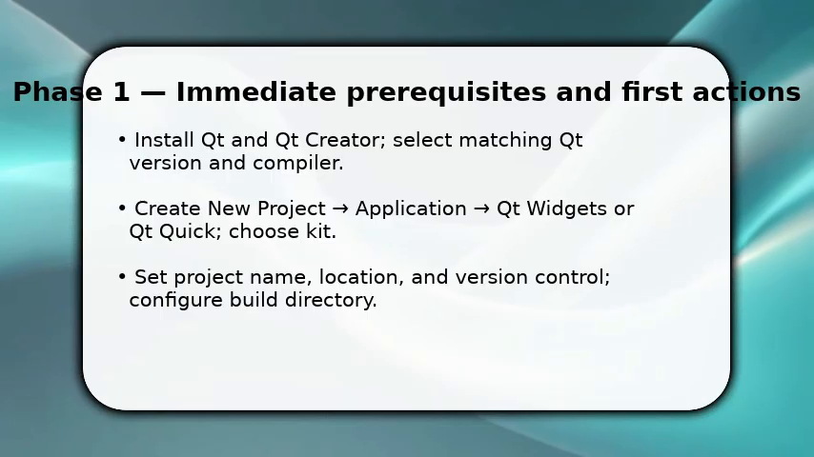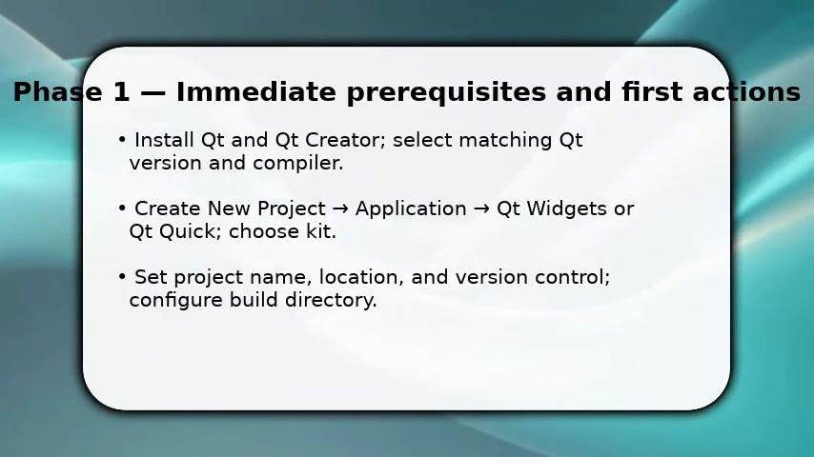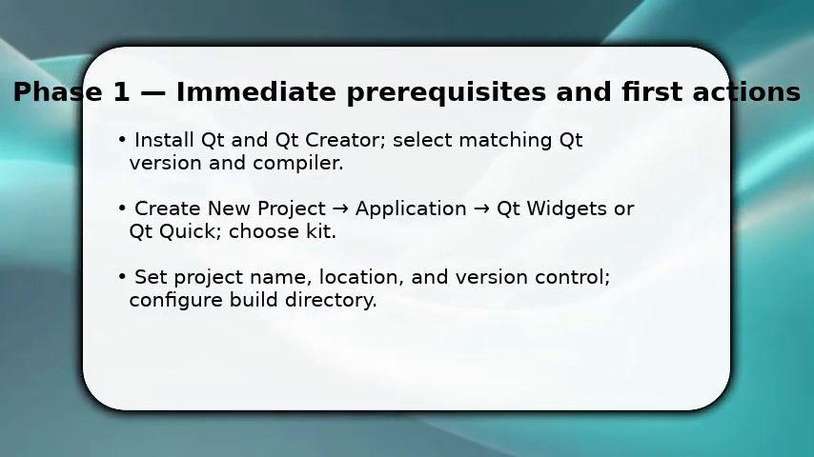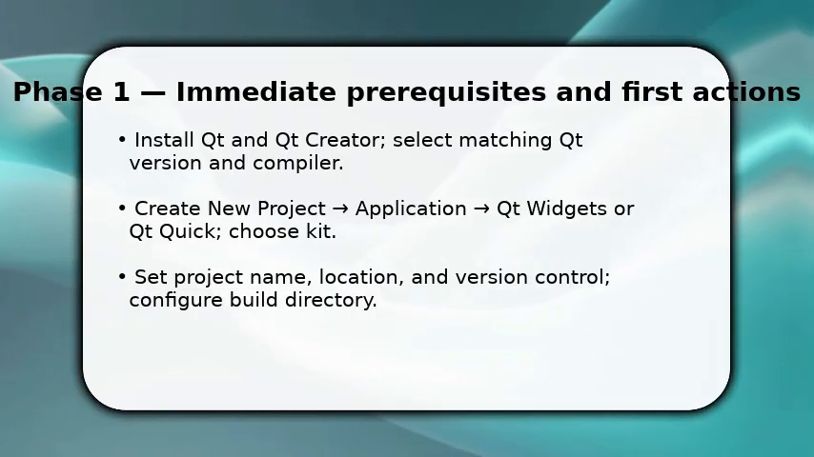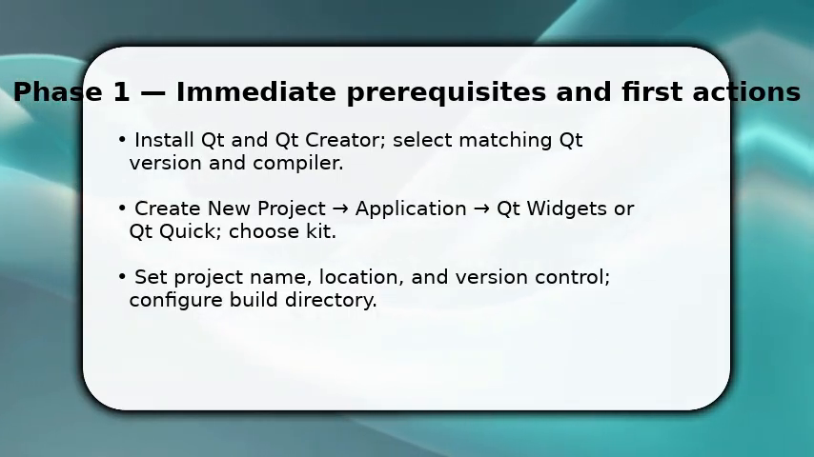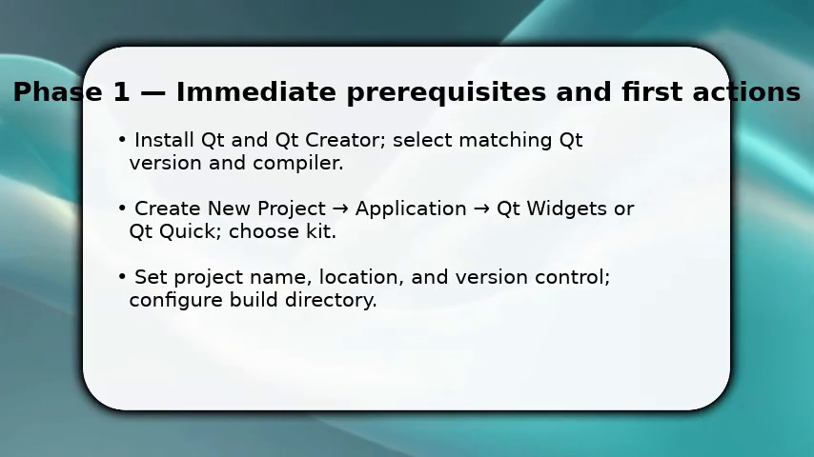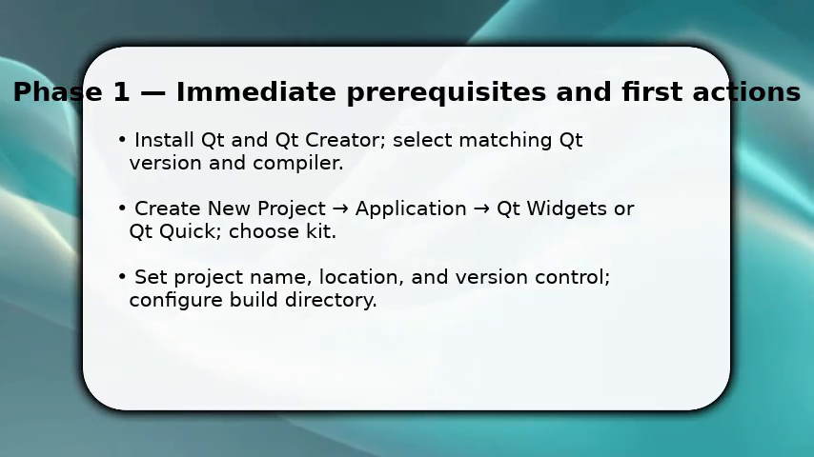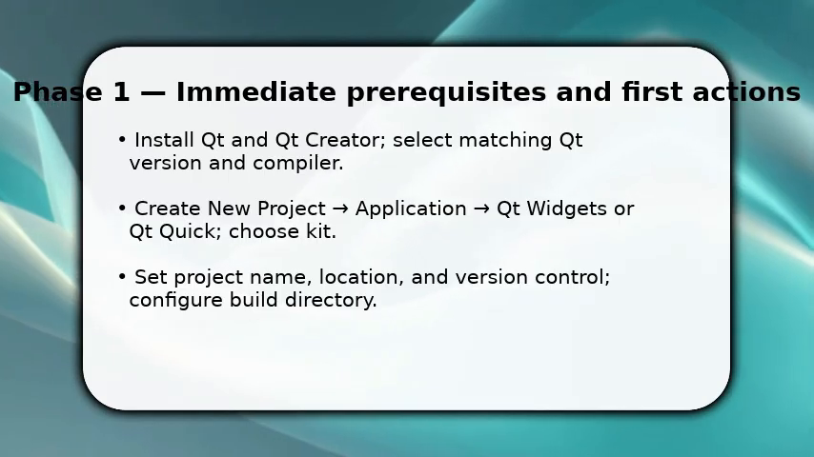You begin by installing Qt and confirming a working compiler, because tools must match. Once installed, open Qt Creator and create a new project. Pick Qt Widgets or Qt Quick depending on UI needs. Choose an appropriate kit right away so build settings are valid.